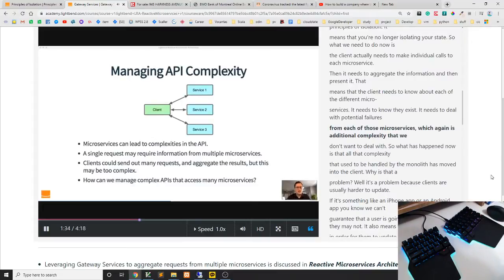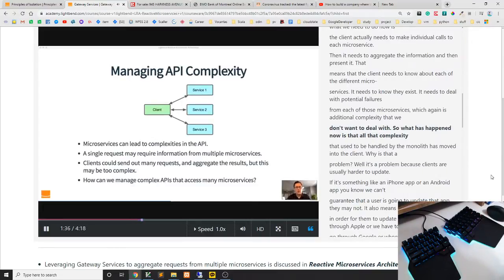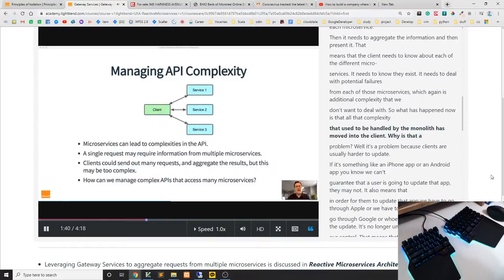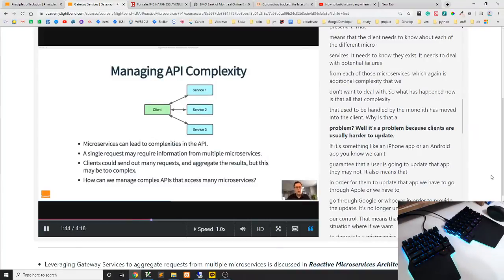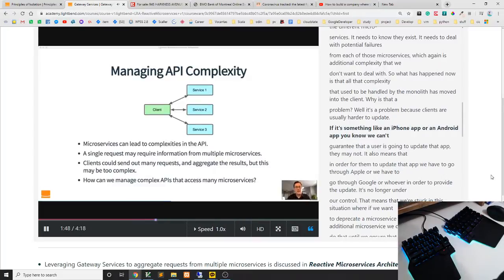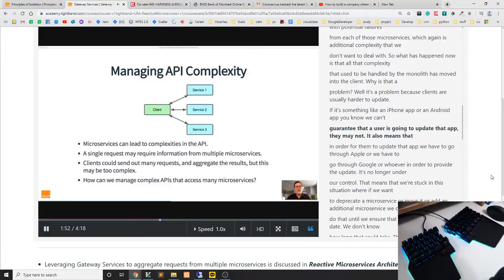Which again is additional complexity that we don't want to deal with. So what has happened now is that all that complexity that used to be handled by the monolith has moved into the client. Why is that a problem? Well, it's a problem because clients are usually harder to update. If it's something like an iPhone app or an Android app, we can't guarantee that a user is going to update that app. They may not.